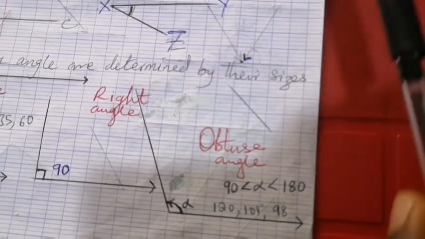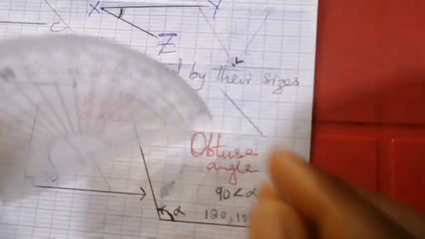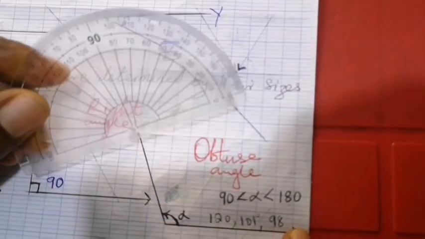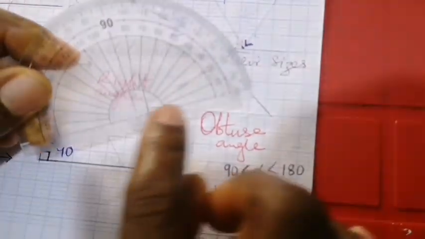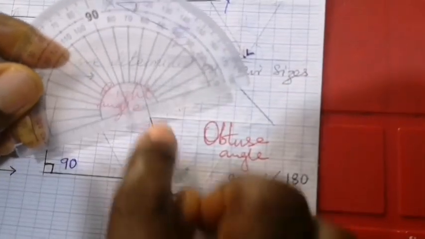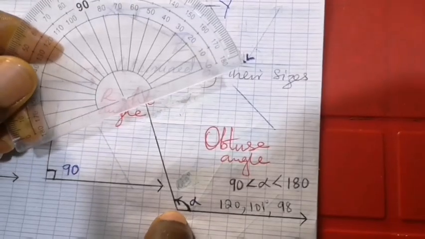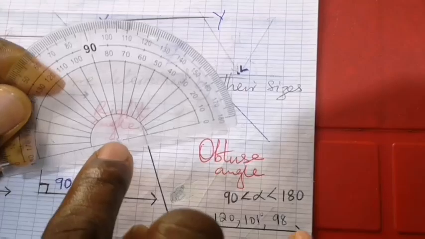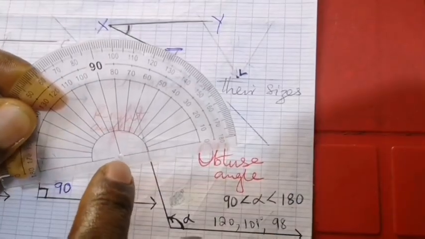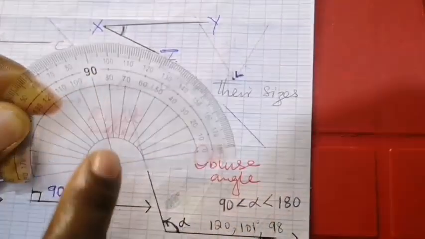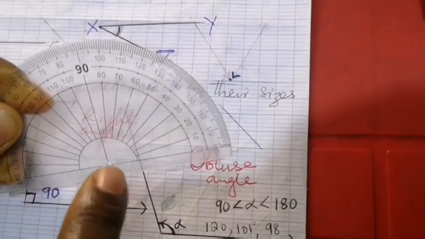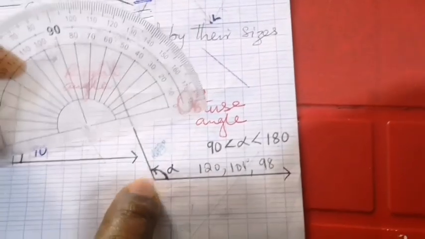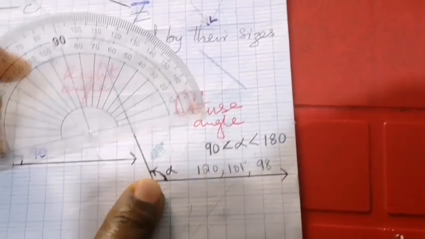Now let's measure this angle and see the value. If we want to measure this angle, the baseline of this angle that I want to measure, I will allow it to coincide with the baseline of my protractor, and the point where these two lines meet, I will also allow it to meet with the point where the horizontal line and the vertical line of the protractor meet, this junction point.